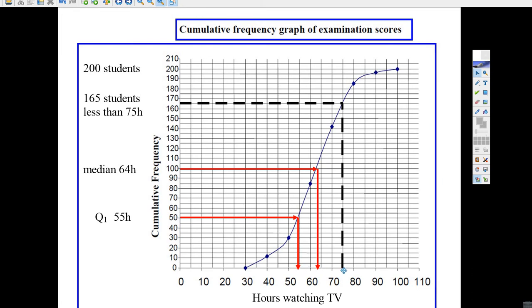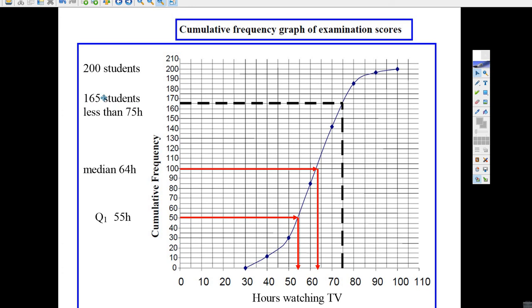Now, in this particular question, they asked, estimate how many people watch 75 hours or less. So you go to the hours this time. You go to 75, you run up till you hit your curve, and then you run over, and it looks like 165 students watch 75 or less. Well, that would mean that 25 watch more than 75 hours. 25 watch more.